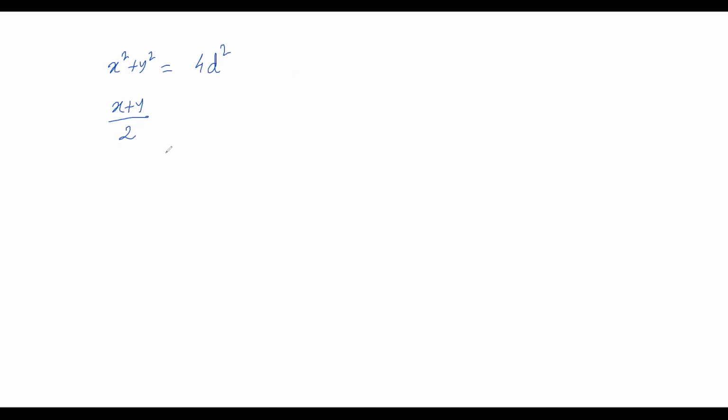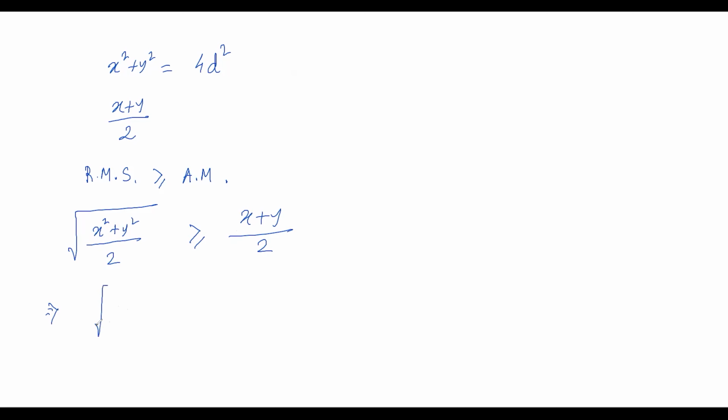And now if you apply the inequality, that is the RMS, root mean square, greater than or equal to AM, arithmetic mean, we get root of x squared plus y squared over 2 is greater than or equal to x plus y over 2. And so from here we get root of 4d squared over 2 is greater than or equal to x plus y over 2.